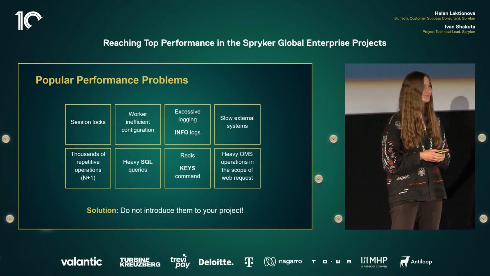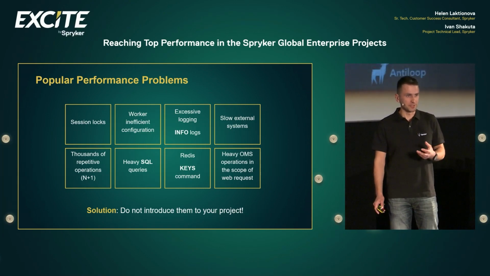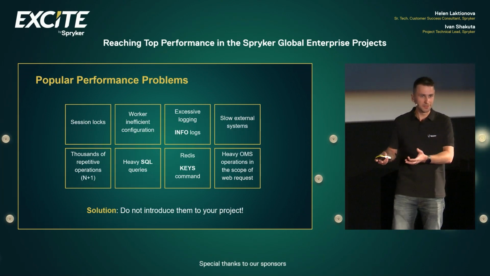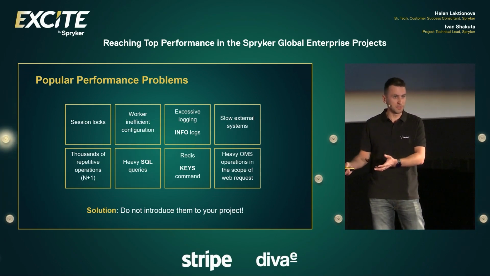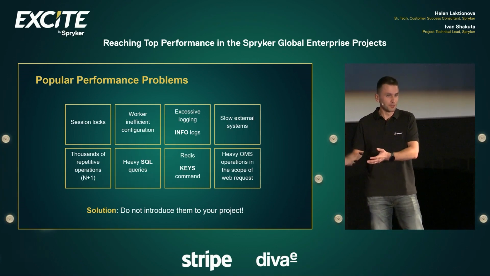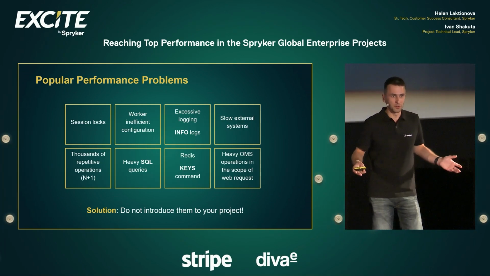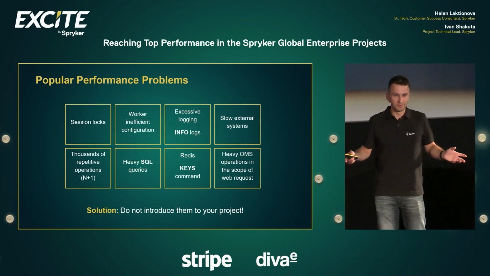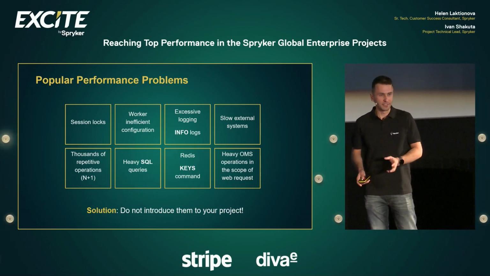Yeah, that's kind of an obvious solution, but I want to emphasize that sometimes these problems do not appear by themselves as a single problem. Sometimes they come in groups, like slow external systems leading to session locks, or heavy OMS operations during the web scope also contributing to session locks. And like the info logs in the background lead to inefficient queue processing, basically slowing down all your order processing. So I would say that here we can see a group of two types of issues. But again, if you know about them, it's very quick to check and avoid them.